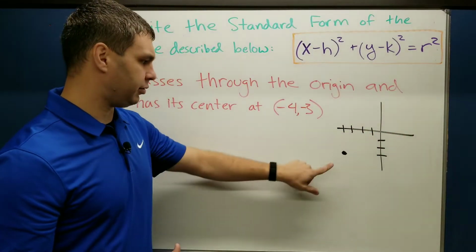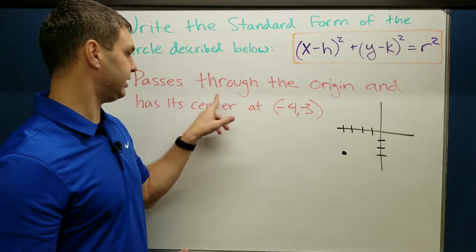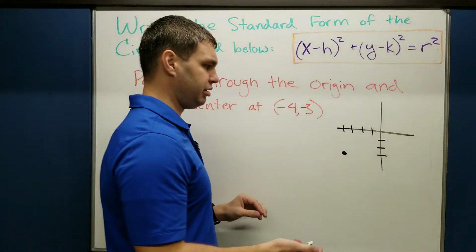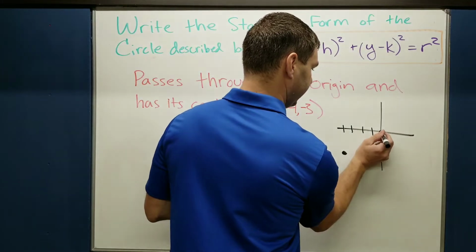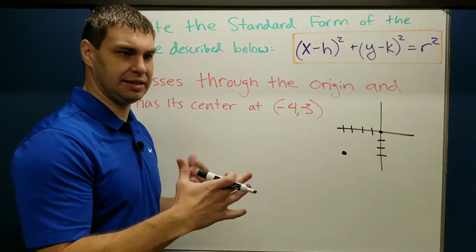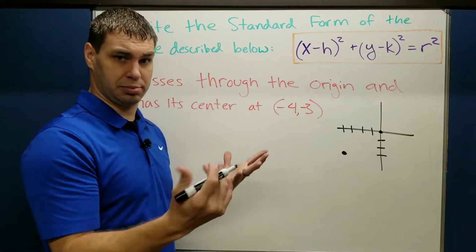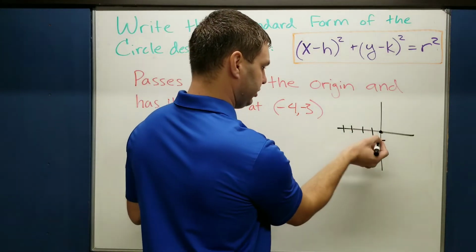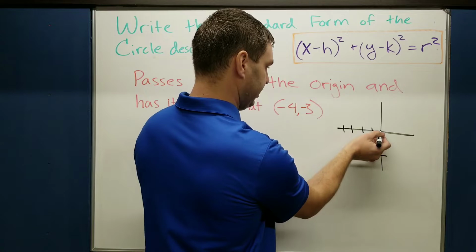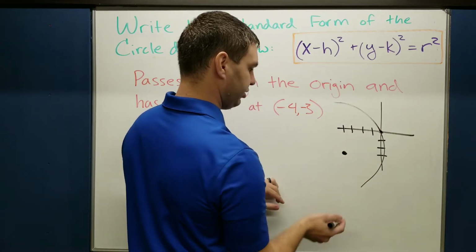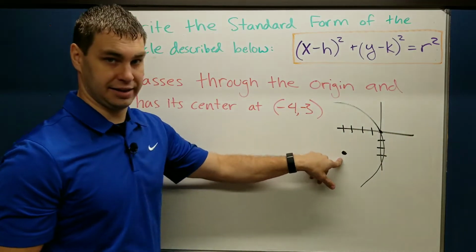Okay, so I graphed where its center would be, and it also says it's going to pass through the origin. Well, the origin is just 0, 0, right? 0, 0 is right here. And when it says pass through, that means it's the circle part of the circle. In other words, if that's the center, here, I'll draw just part of this circle, it would go around it like that, all right?